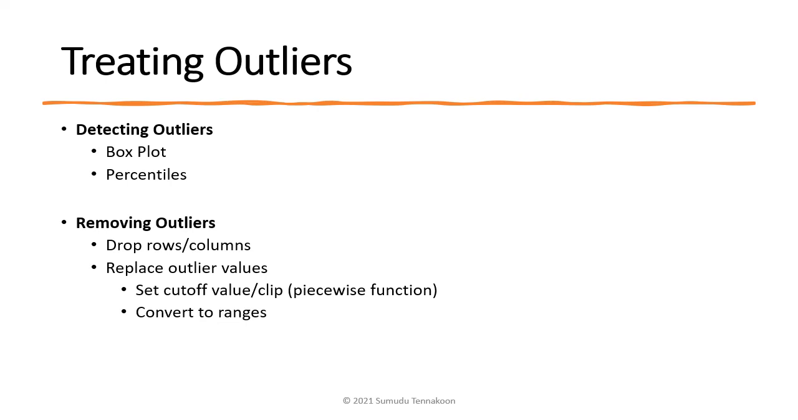Another technique you can use is to convert into ranges, right? So you can say, okay, 0 to 100, we divide into ranges like 0 to 20, 20 to 40, 40 to 60, 60 to 80. Anything greater than 80 falls under the last category. That means that includes 100 as well as 5,000, right? So you can convert to ranges and get away with the outlier effect.